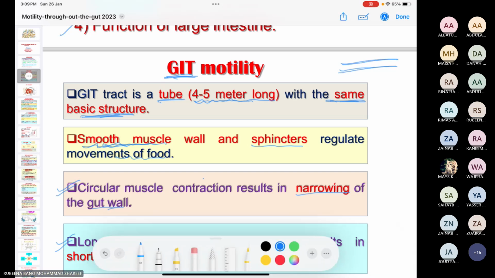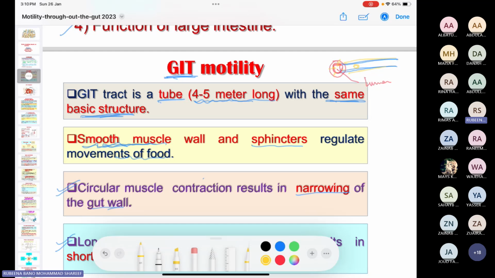And suppose this is the circular muscle. Inside, this is the lumen. Then there are all the layers which we have discussed, right? So in the muscle layer, there will be circular muscle and the longitudinal muscle. So when this circular muscle will contract, it will contract like this. So what will happen? The lumen will be narrowed, right?